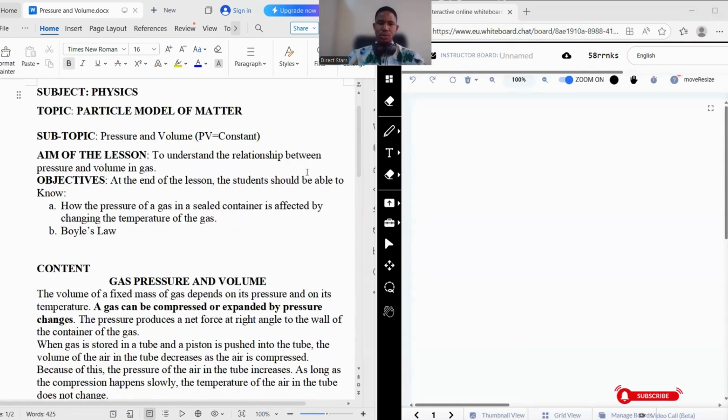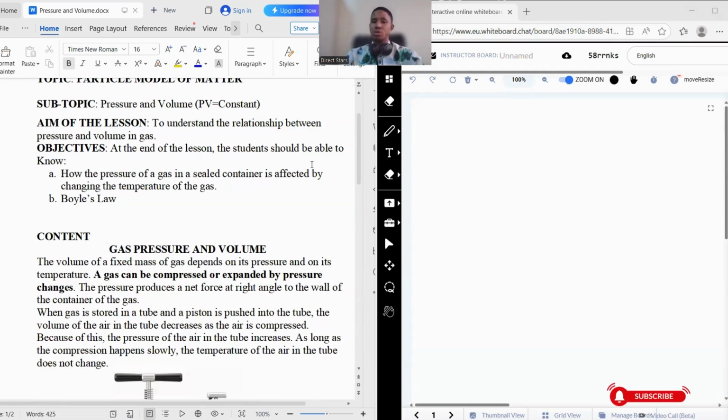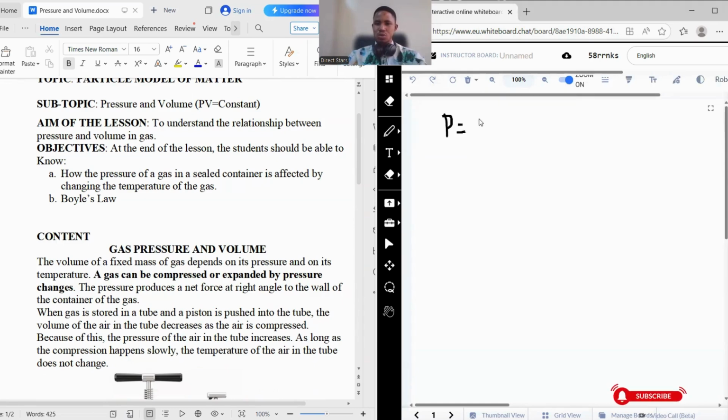Gas and pressure. What do we mean by gas, pressure, and volume itself? Pressure can be defined as the force exerted on a certain area, that is force over area. So we have pressure P equals F over A. When a force is exerted on a certain area, we call it pressure. Volume can be defined as the space in which the gas is, that is length times breadth times height. Volume of the gas means the space the gas occupies.